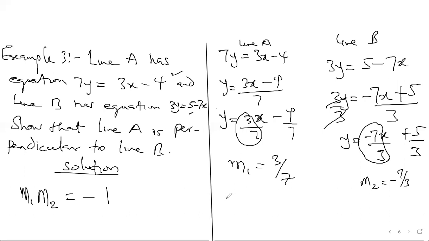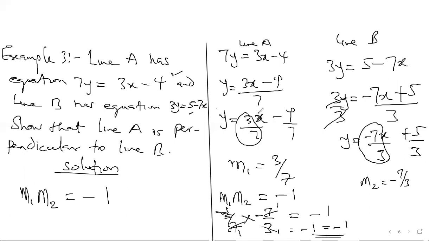So what I want to do now is to multiply the two of them and see if I get -1. So m1 times m2 should be equal to -1. So what is m1? 3/7 times what is m2? -7/3. Should be -1. Is that the case? Yeah. 3 can cancel 3, 7 can cancel 7, and so 1 times 1, and there is a minus here, so it equals -1, which is what you wanted to prove.